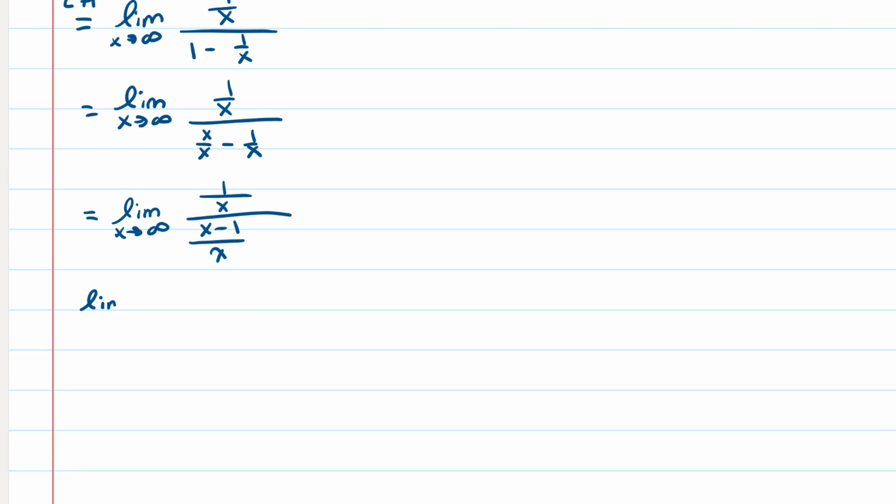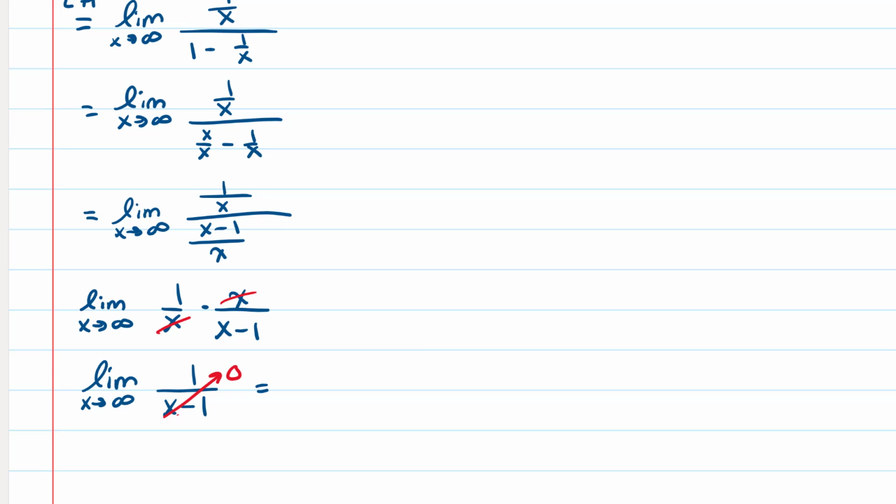So now I've got fractions within fractions, so that's no good. So it's 1 over x times x over x minus 1, multiplying by the reciprocal. This is going to reduce off. And we get the limit as x approaches infinity of 1 over x minus 1. Then once you plug in infinity, you get 1 over infinity, which is 0. So therefore, ln of x grows slower than x minus ln of x.